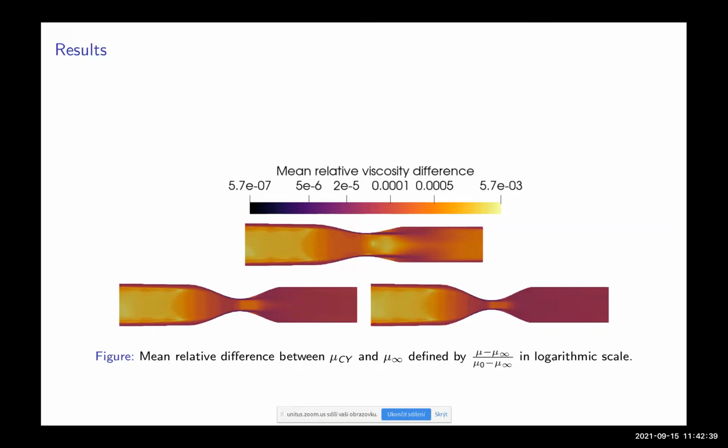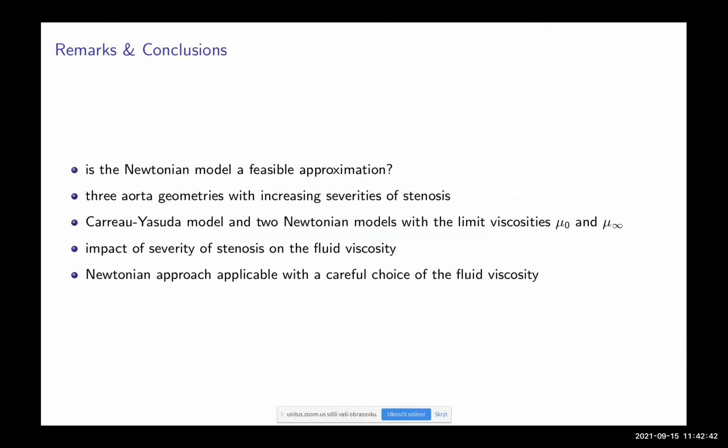So to conclude the presentation, our question was whether the Newtonian model is a feasible approximation if you want to simulate blood flow behind a stenosis in a large artery. For this case, we used 3 aorta geometries, only in 2D, and we created them with increasing severity of the stenosis. For the non-Newtonian fluid, we used the Krüger model, and the results of this model we compared to the 2 limit regimes this model has, the regime with viscosity n0 and n infinity.